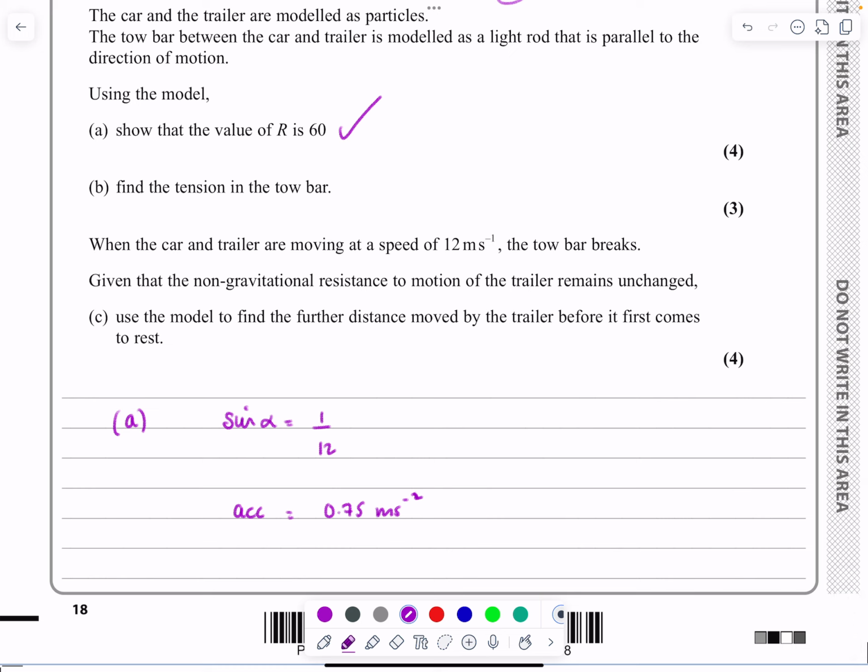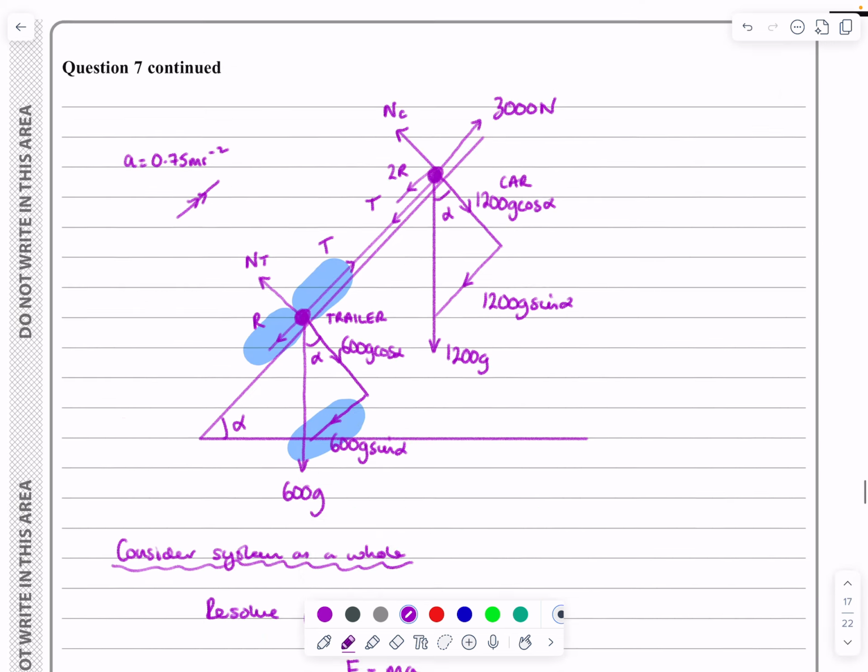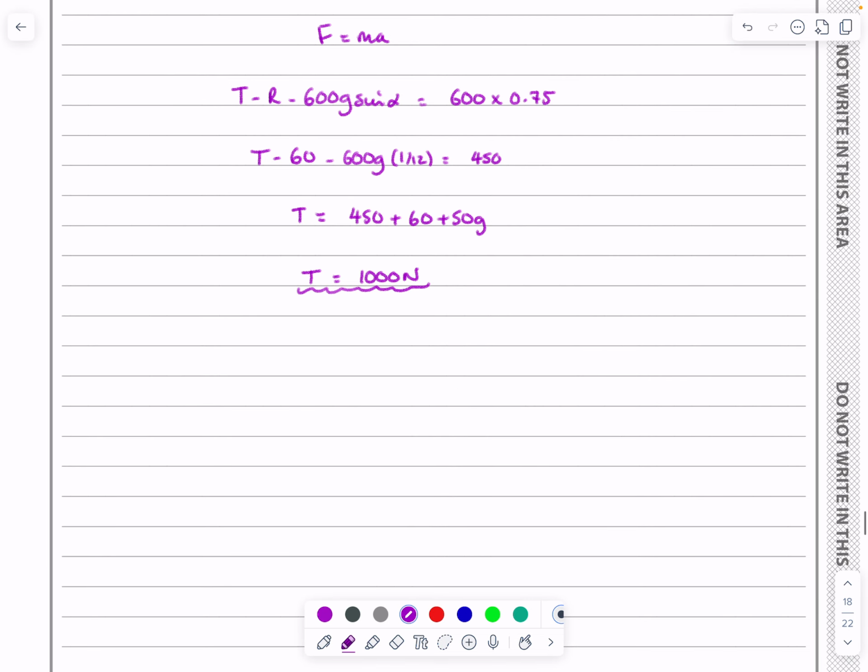So you just need to have a little bit of a think about this. It says when the car and the trailer are moving at a speed of 12 meters per second, the tow bar breaks. Given that the non-gravitational resistance to motion remains unchanged, use the model to find the distance travelled by the trailer before it comes to rest. Okay, so let's think about what's going on here.